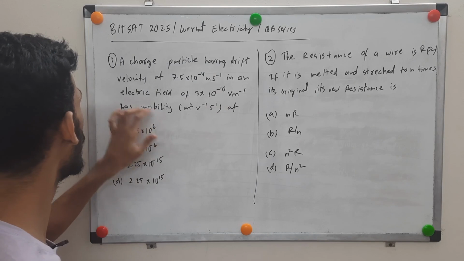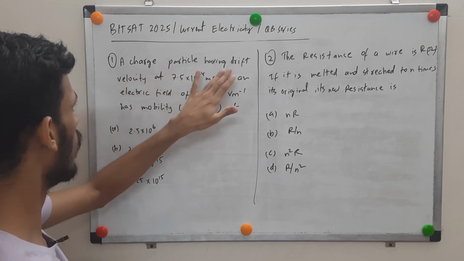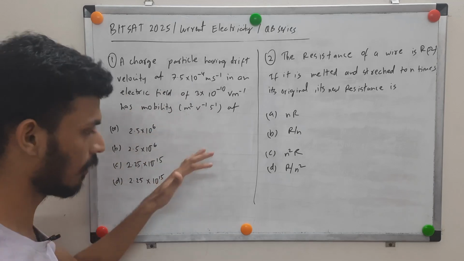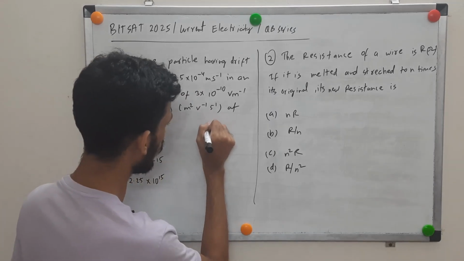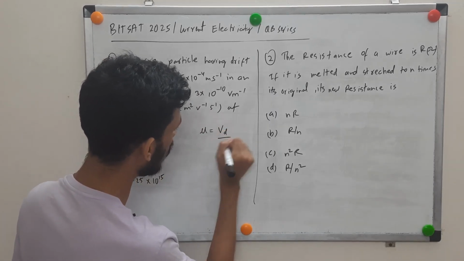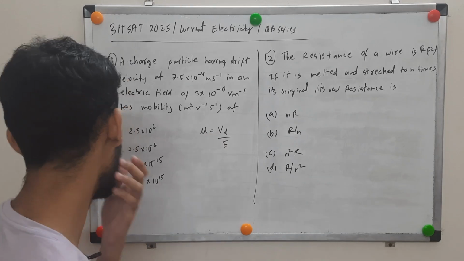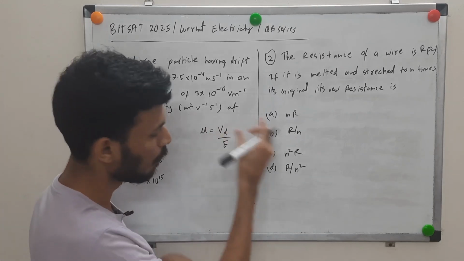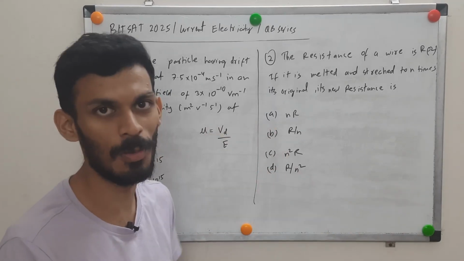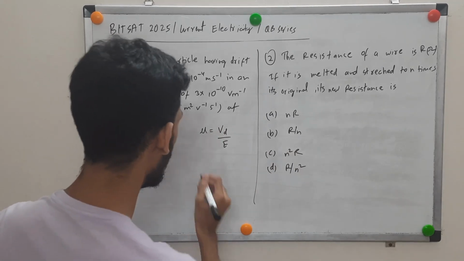You are supposed to find the mobility. You are given the drift velocity and the electric field. This is a simple formula. You'll also find it in your NCERT. Mobility is defined as Vd by E, the drift velocity by the electric field. So more drift velocity means the charges are more mobile, for a given field, of course.